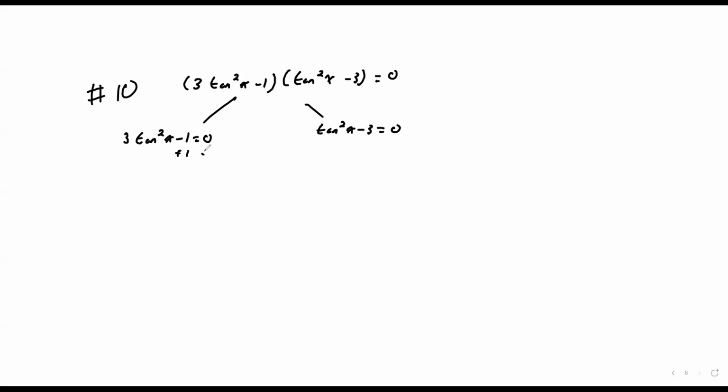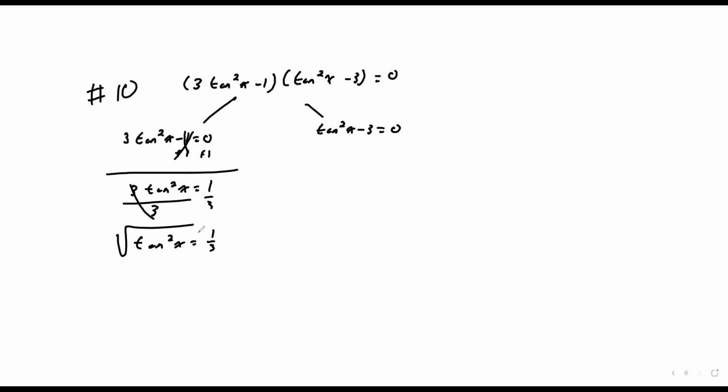So I'm going to add 1 on this one. So I get 3 tangent squared x equals 1. Divide by 3. I then get tangent squared x equals 1/3, square root. We're not going to forget our plus or minus this time. So this gives us plus or minus 1 over the square root of 3. If you rationalize that out, you get plus or minus the square root of 3 over 3.